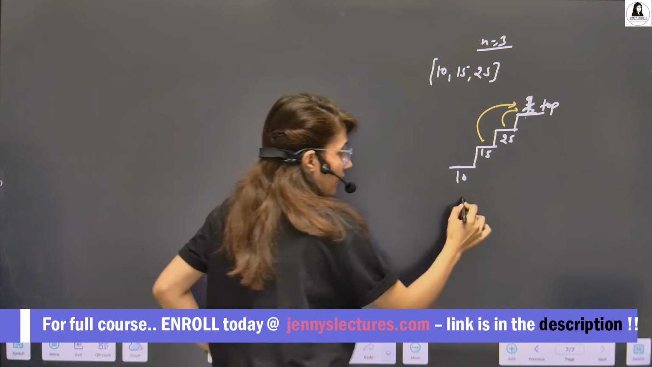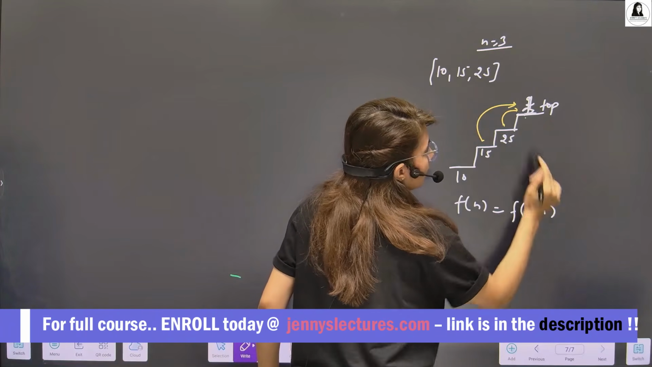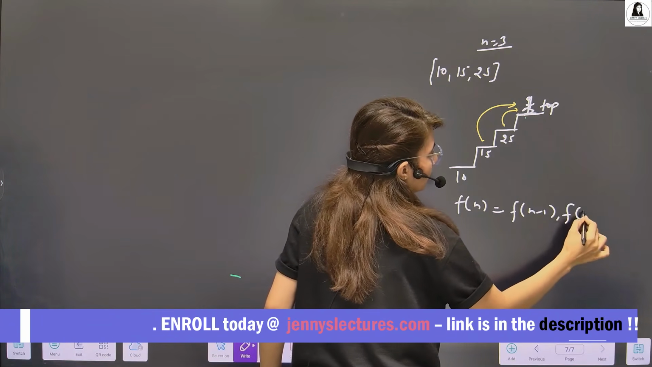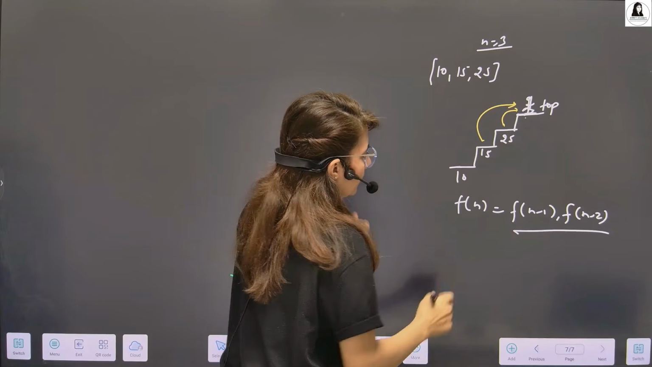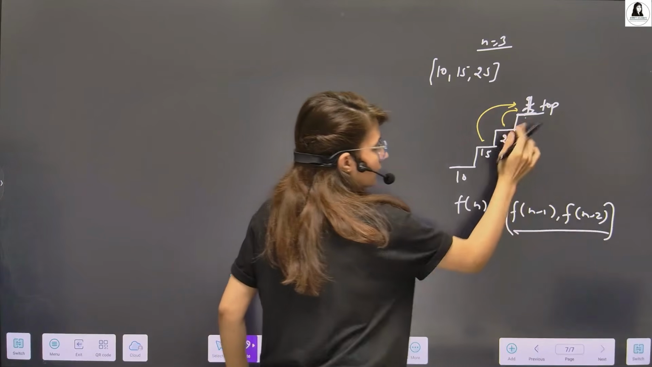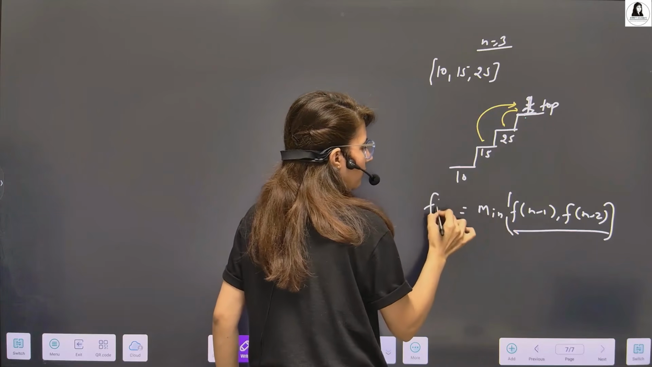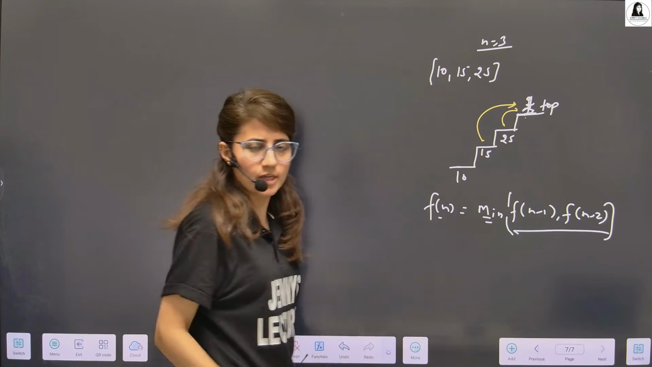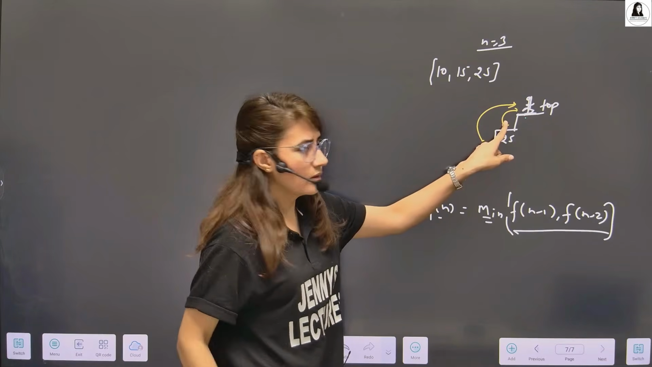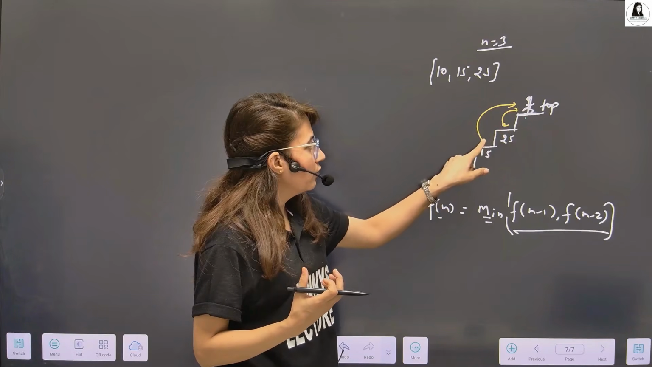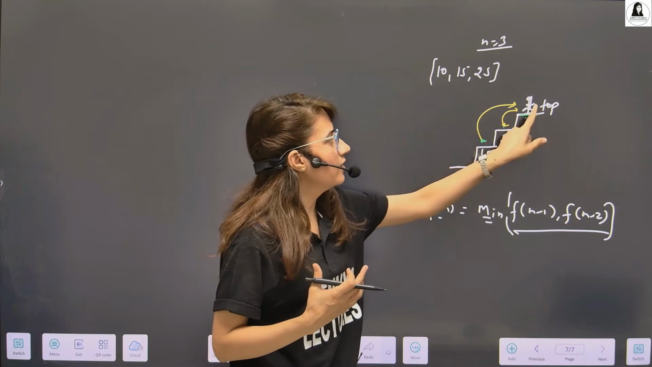So we can write f(n) is equal to f(n minus 1) or f(n minus 2). And out of these, we take minimum, because I want a minimum cost. So whatever cost is there if you reach here, whatever minimum, I take that and I can reach the top.